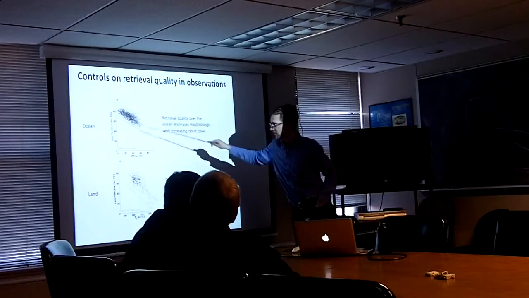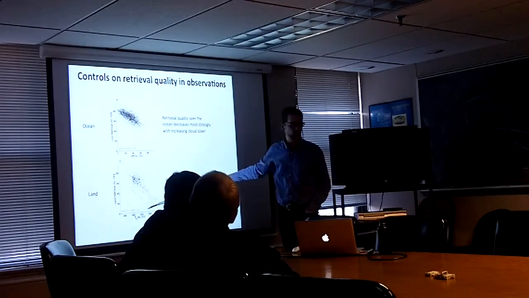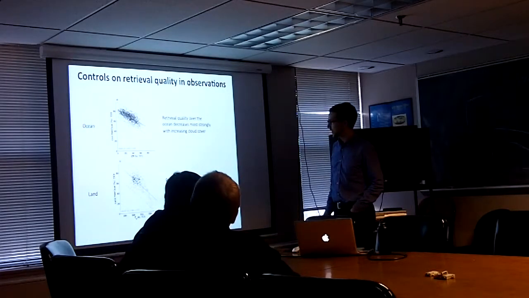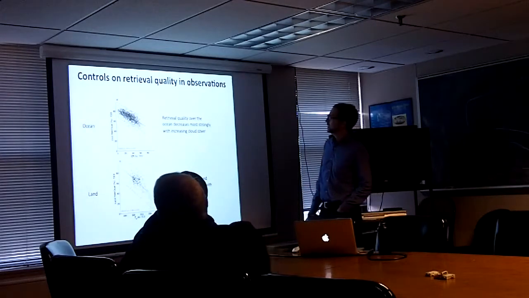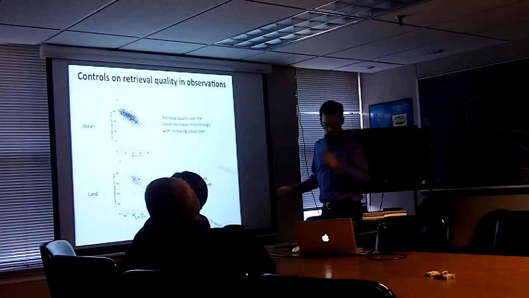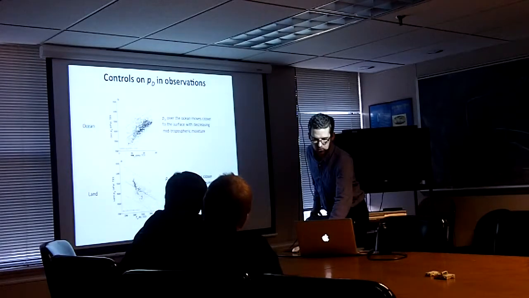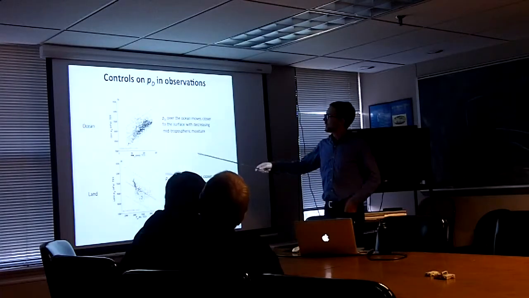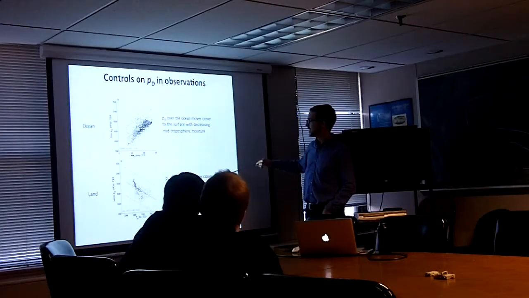So retrieval quality goes down with increasing clouds, and it does so more weakly over land with the surface temperature, and it's really driven by those points, the really hot conditions, where I think it's exaggerated. So here are the same plots, but for the height of peak sensitivity.